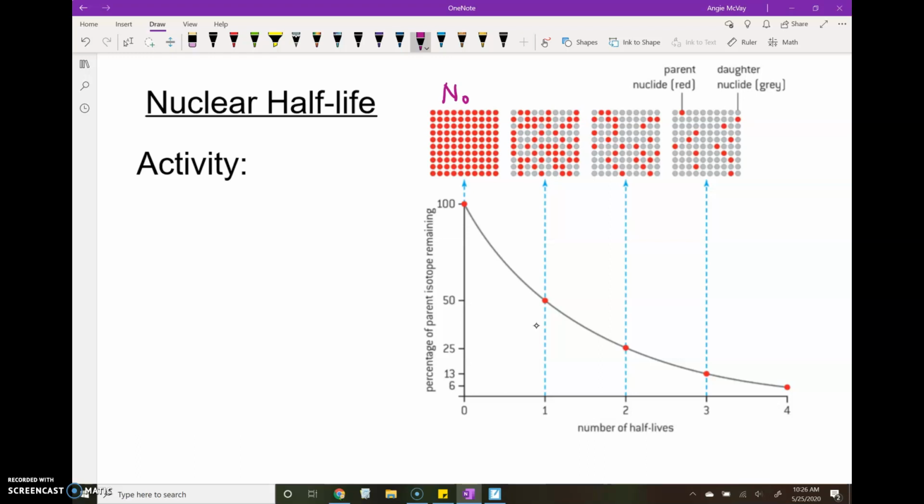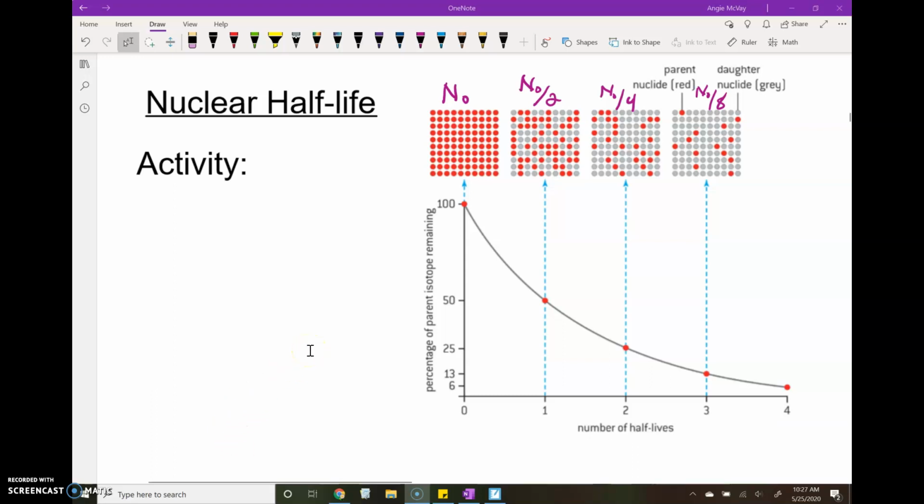And then over time, after one half-life, how many about were left over? About half the original amount. And then after another half-life, how much was left over? About half of that, a quarter. And then after another half-life, how much was left? Another half of that, an eighth. All right.